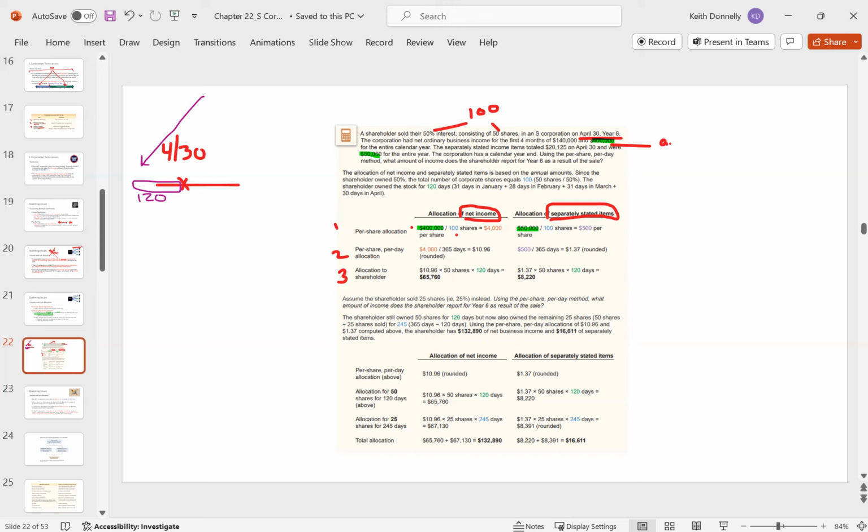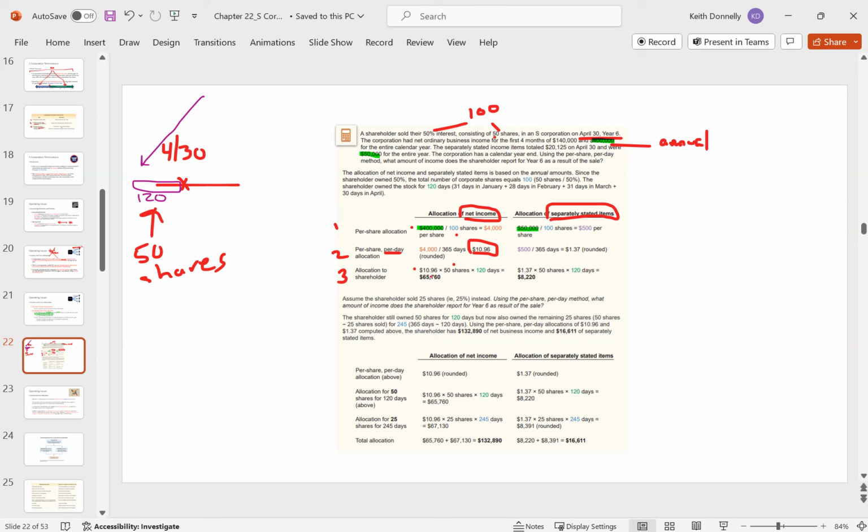Remember, the $400,000 was for the entire year, but we want to figure it out on a per day amount. So each share got $4,000 for the entire year, but if you divide that by 365, that means $10.96 per day allocation. And then you say, all right, $10.96 per day, per share. This guy owned 50 shares for 120 days.